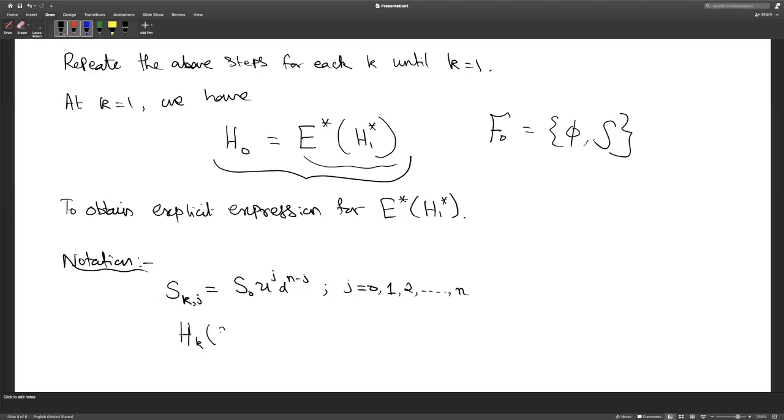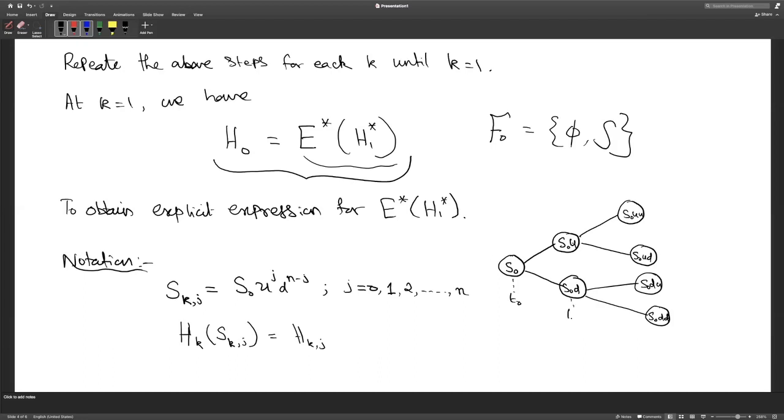Remember, Hk is a function of Sk, and that we will now write it as j, and therefore we will have this Hk which corresponds to Skj as Hkj. You can just write a few examples and see. For instance, at time period t naught, if you take S naught and then S naught u, and similarly at time step t equal to t2, you have 4 different cases and so on.